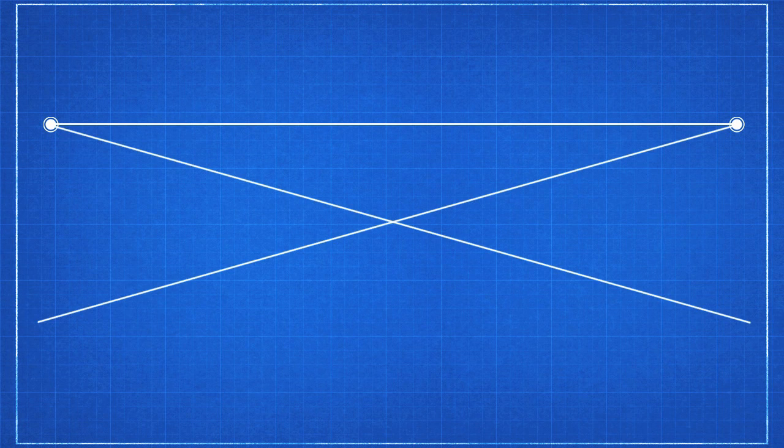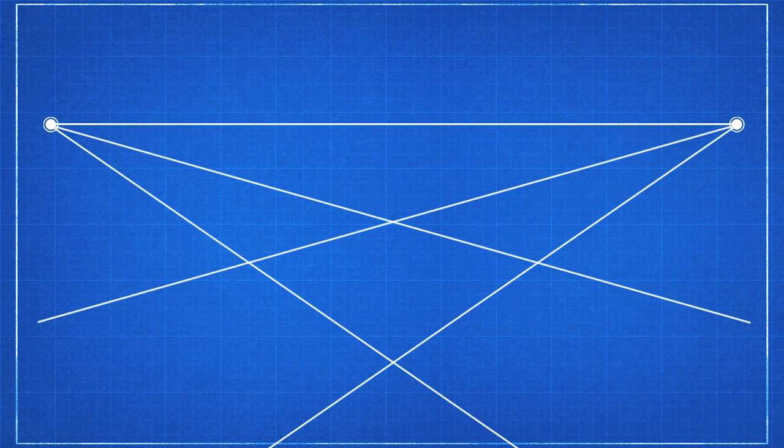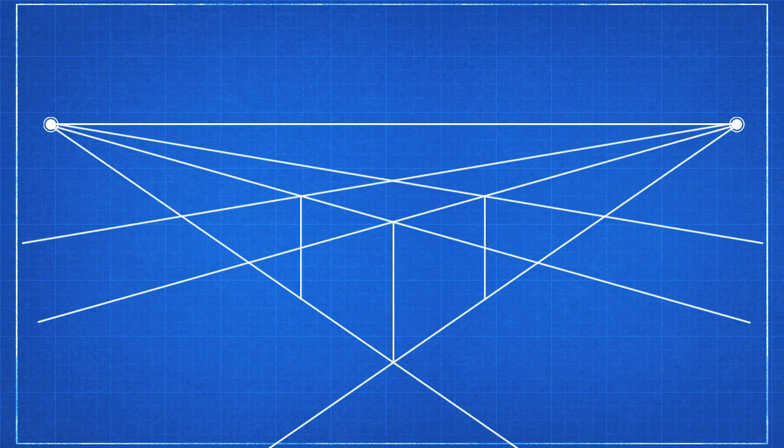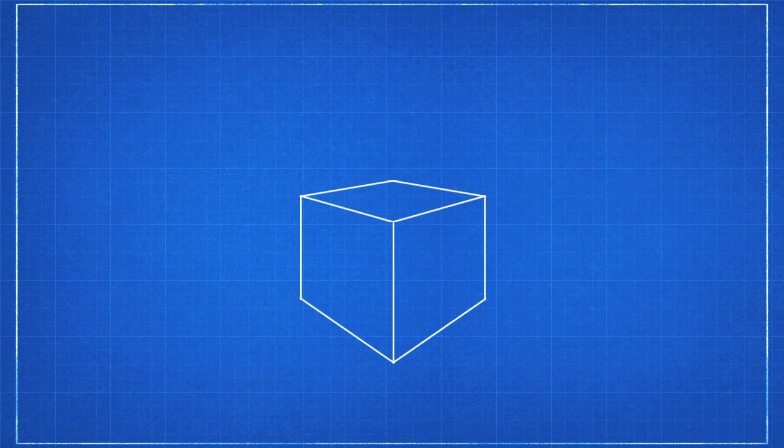With one vanishing point, we only had one dimension that could represent depth. If we add another vanishing point, then both the Z and X axis can represent depth. So here we draw the edge of our cube and basically just connect the dots, erase a little bit, and then finish the cube off.